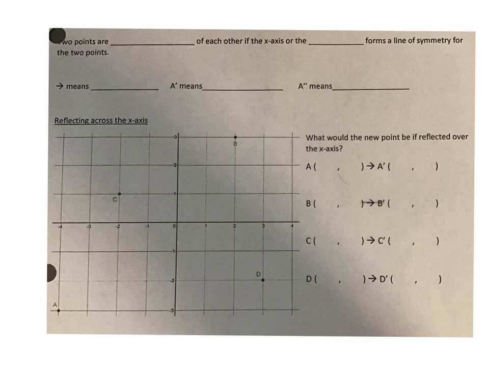Hey guys, in this video we are going to be talking about reflecting on coordinate grids. So 2 points are reflections of each other if the x-axis or the y-axis forms a line of symmetry of 2 points. So kind of think about your axis as your dividing line, and then your point is going to be on the other side the same amount.